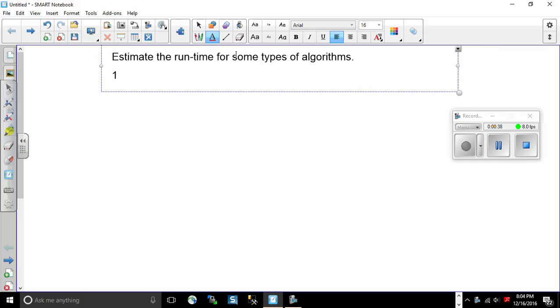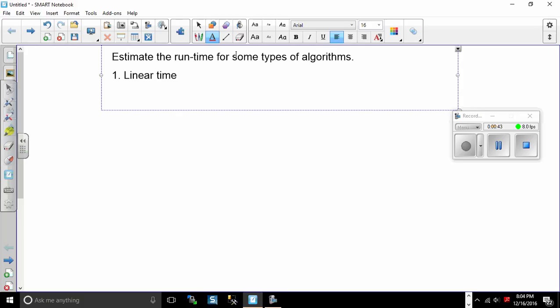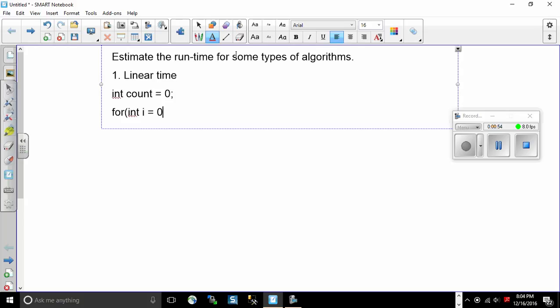Let's consider linear time. So suppose I give you the following code snippet. int count = 0, and we have a for loop: for int i = 0, i less than, say, a.length, i++, where a is an array. In this particular algorithm, we're counting the occurrences of a particular element in an array.